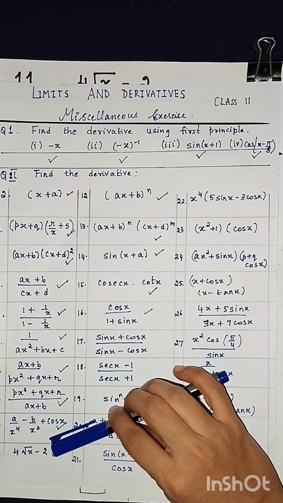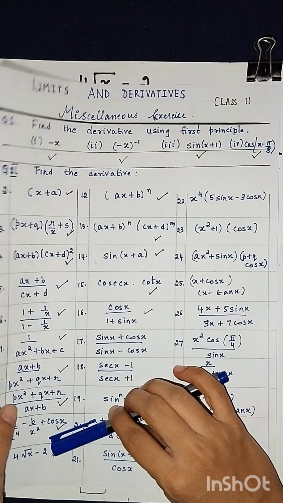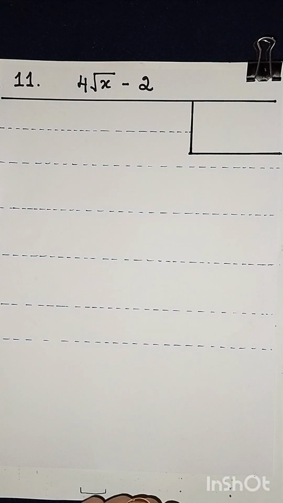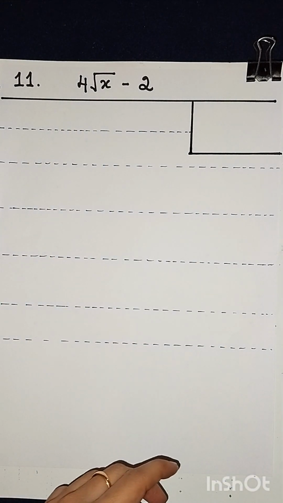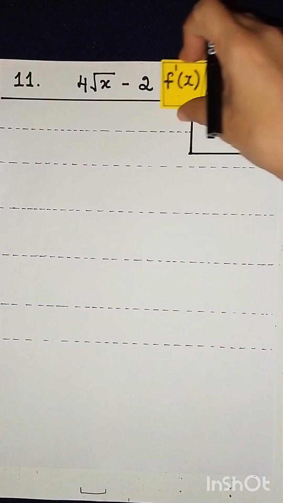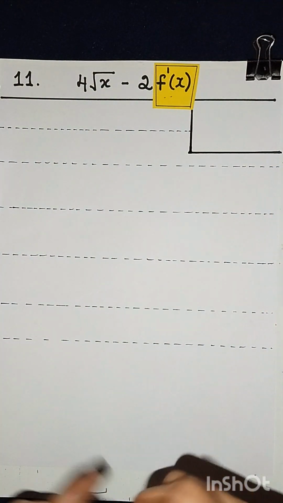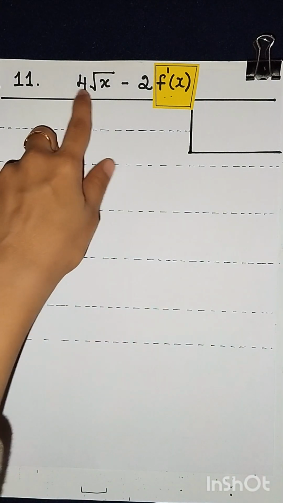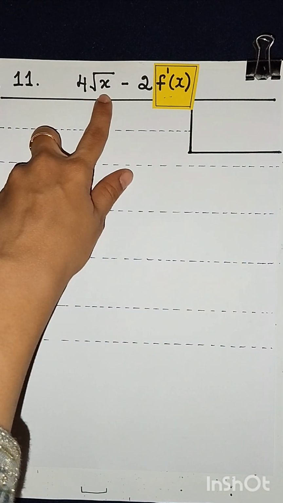Limits and derivatives. So in the miscellaneous exercise we have completed 10 questions. Now we will find the derivative for the 11th one, that is 4 into square root of x minus 2. So here the function is given to us, we have to find f dash of x, that is we have to find the derivative. So here they have given 4 into square root of x, right?